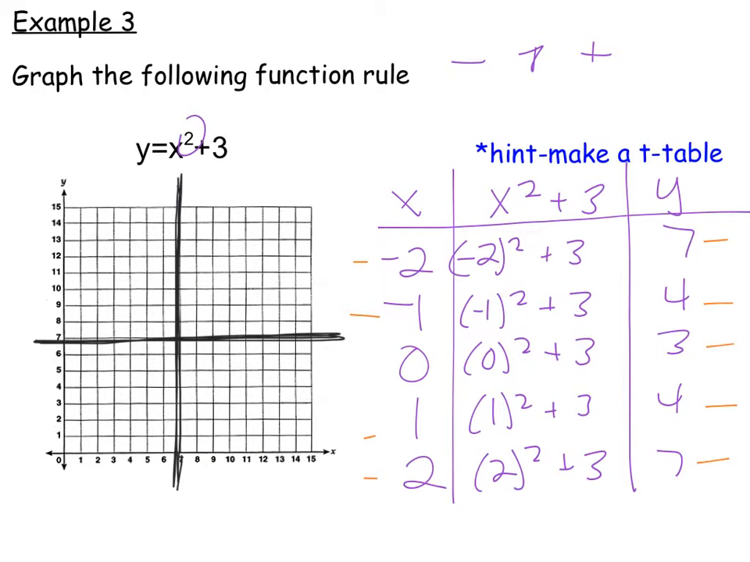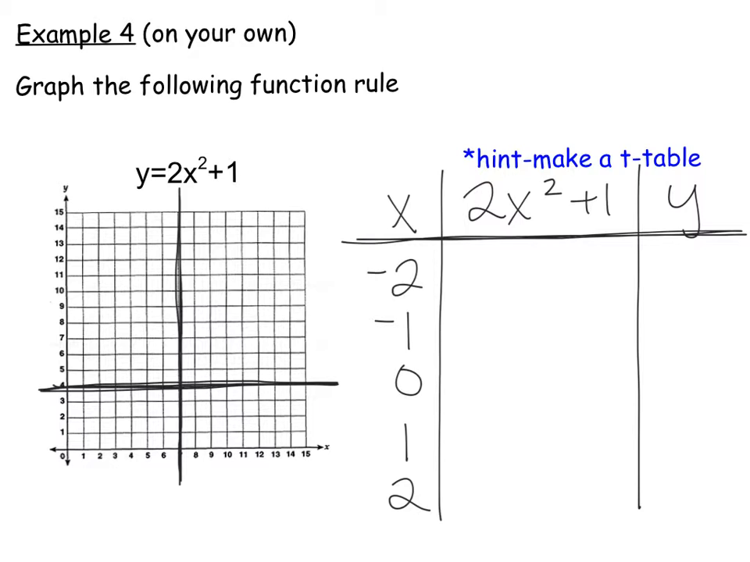And so if we would graph this, -2, 7, way up here. -1, 4. 0, 3. 1, 4, and 2, 7. Notice what my graph looks like. We have a parabola. And so whenever you see an x squared, your shape of the graph is going to be a parabola. And so you should have this type of shape.